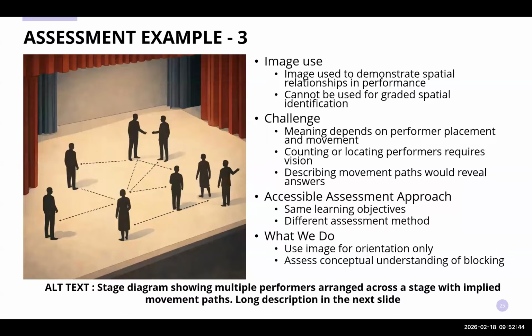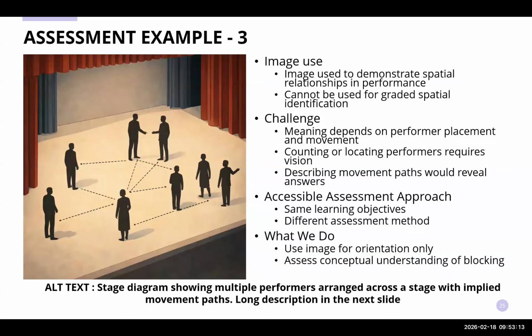We use the image for orientation only, and the alternative text might say, stage diagram showing multiple performers arranged across the stage, implied movement paths. Now, this gives a general idea without giving away the specific relationship. Then we assess conceptual understanding of blocking.